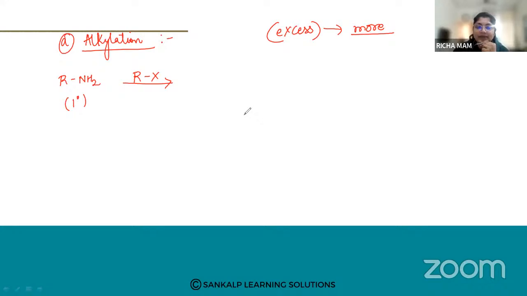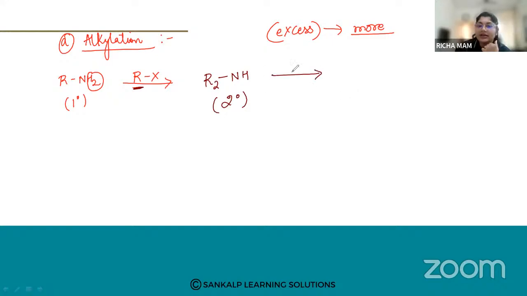Now what is happening here? At each step, a hydrogen atom will be replaced by the R group. These hydrogen atoms will be replaced by this R group, that is the alkyl group of the alkyl halide. So it will become R2NH. We got a secondary amine.